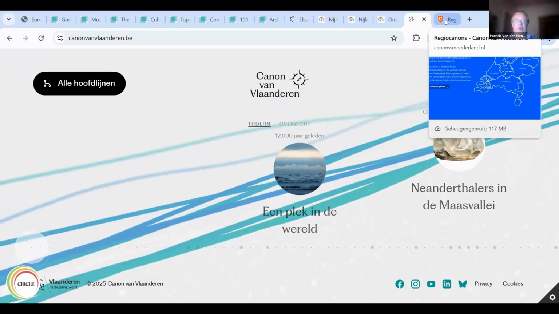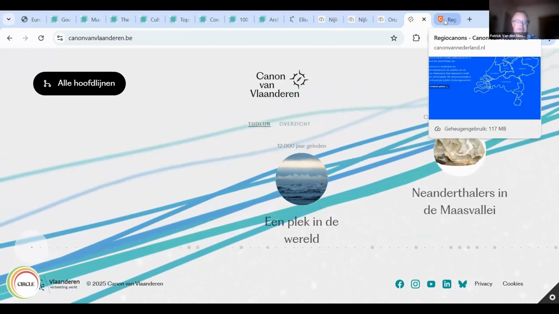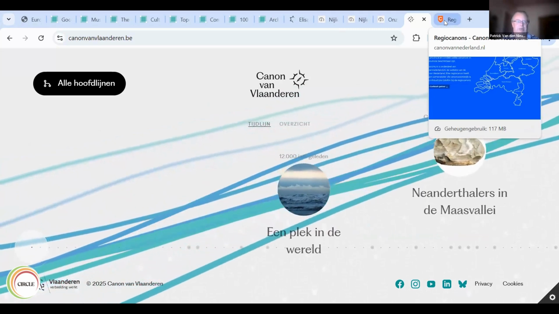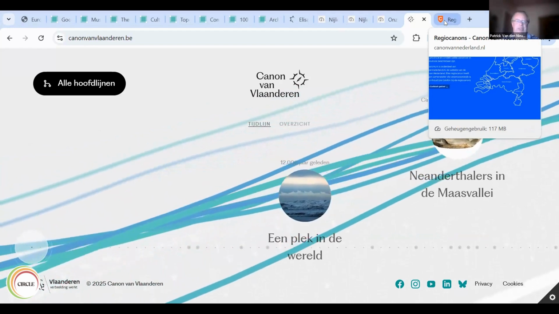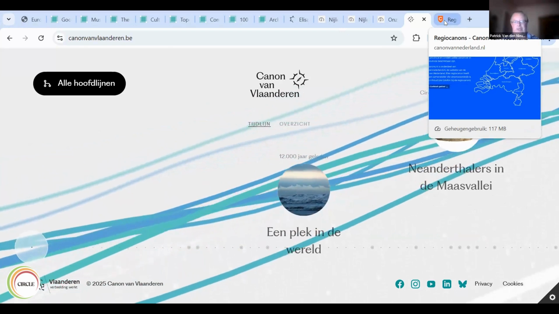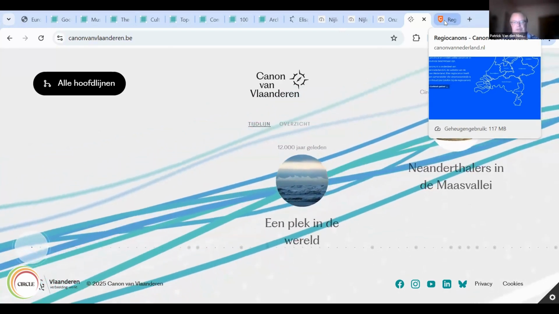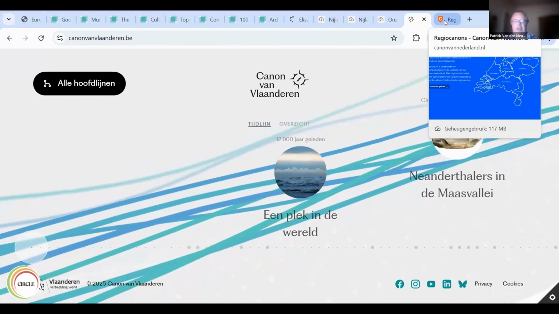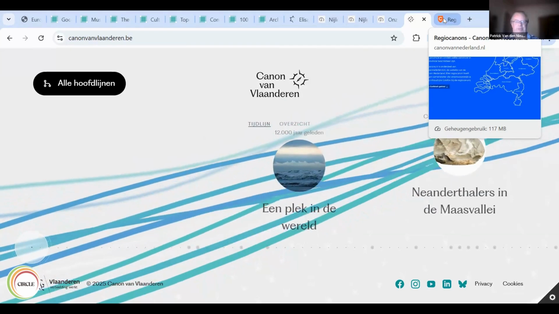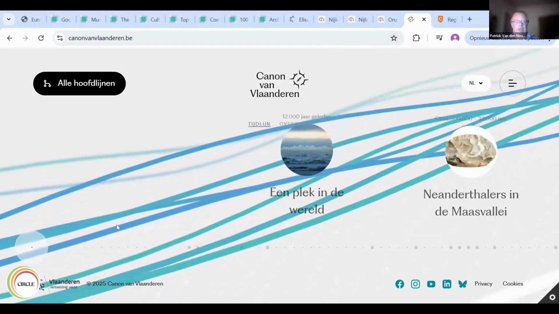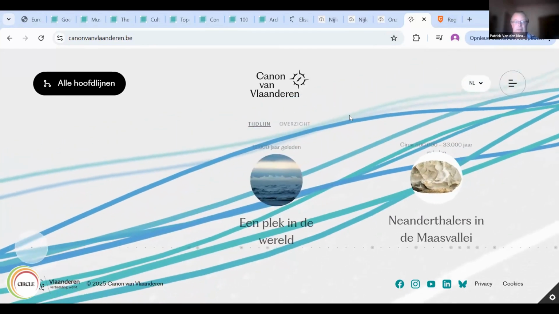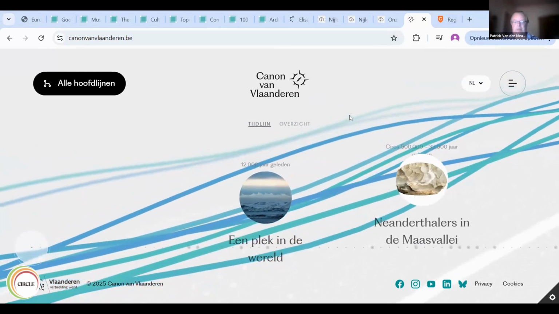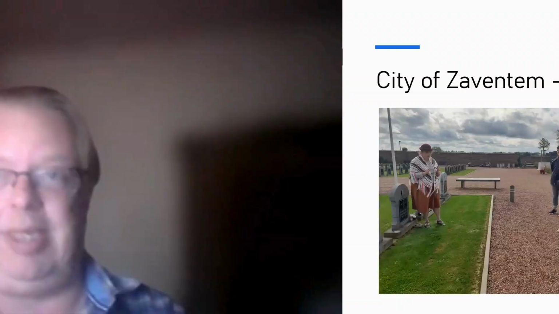Because this can be very new for Flanders. In the Netherlands it already exists. They have their own local canons about history, but for Flanders it can be something new that we can add as a result of the project. So these are some examples. We will also distribute it in our manual, and hopefully it can give you a lot of inspiration.